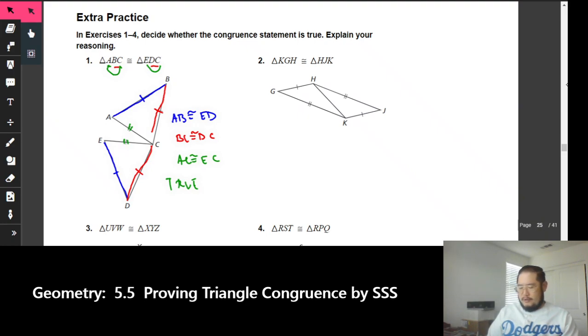So let's take a look at number 2. All right, let's see what's supposed to be congruent here. We got KG. K to G is supposed to be congruent with H to K, or sorry, HJ. So I'm looking at the diagram. That's true. Let's see right here. We got GH is congruent to JK. So GH right here, congruent to JK. Fantastic.